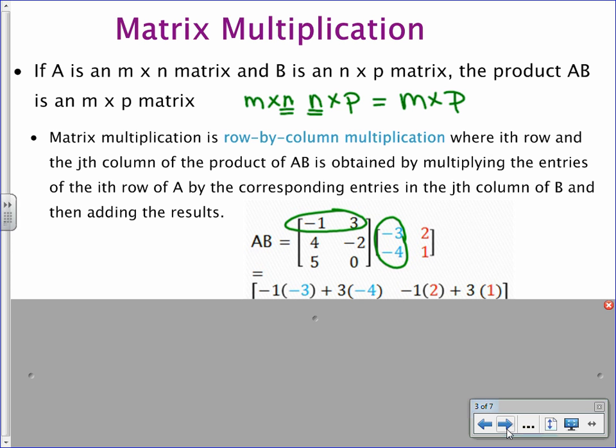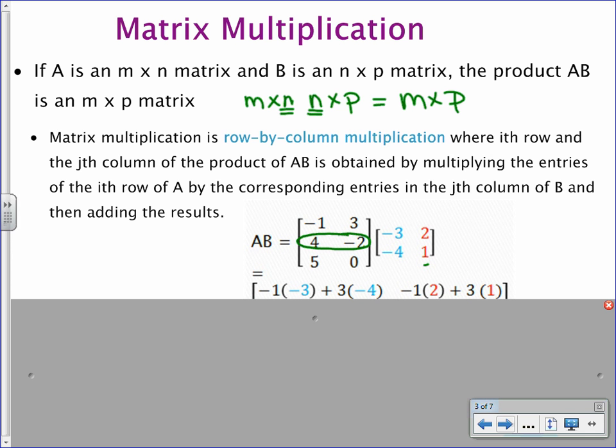And then we're going to take the first row times the second column, and we're going to do the same thing. We're going to take that row, and match it up with the numbers in the columns. So we're going to take -1 times 2 and 3 times 1, and add those numbers together. And since we multiplied the first row with the second column, we're putting it in the first row, second column. Okay. So now we've multiplied the first row by all of the columns. So now we can move on to the second row.